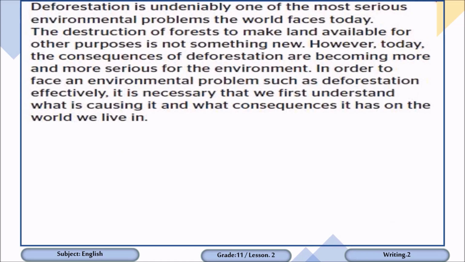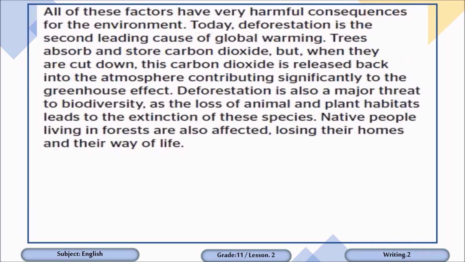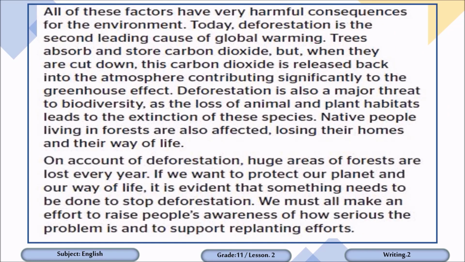Dear students, now here's a model writing about deforestation. Please read it well. Here's the introduction. Here's body 1. And here's body 2. And the last section is the conclusion.